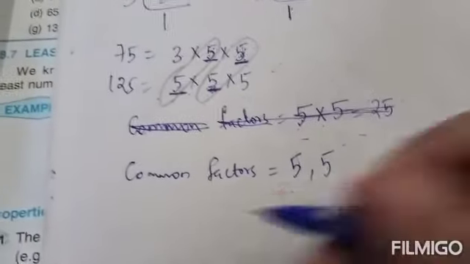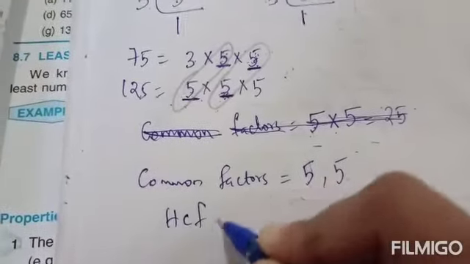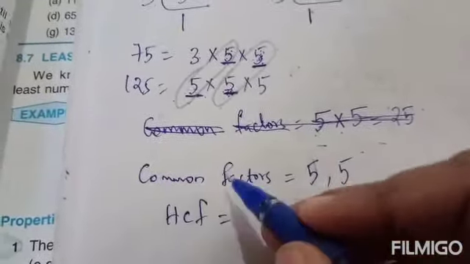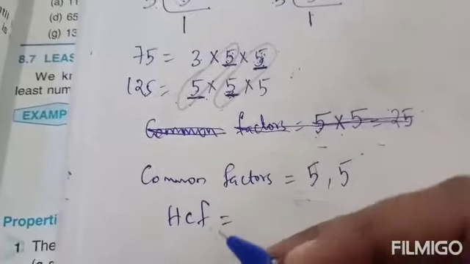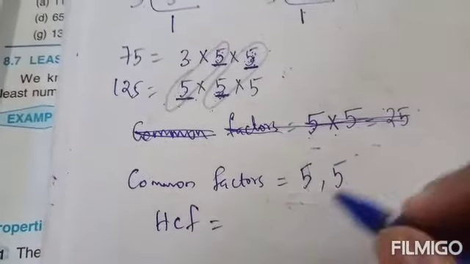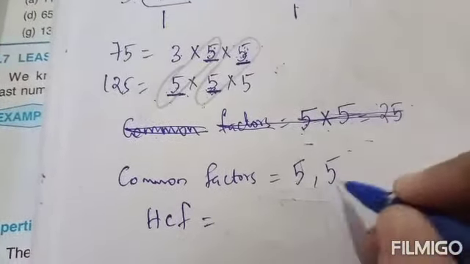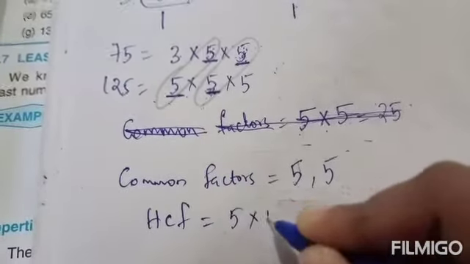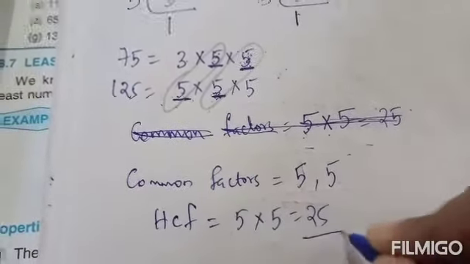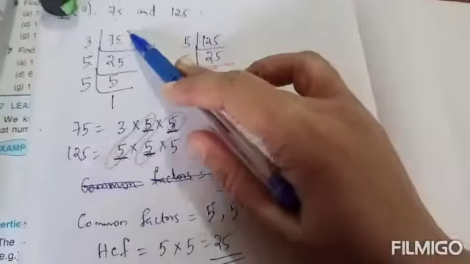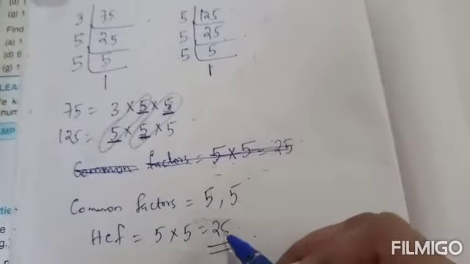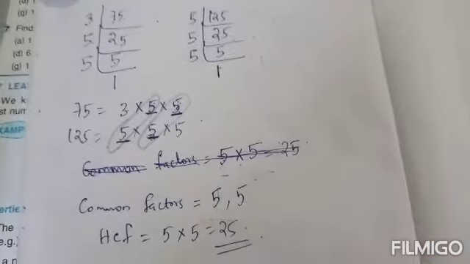Okay, so now we need to find the HCF. After common factors, you need to find the HCF. For finding HCF, multiply these two 5s. 5 into 5, you will get 25. So HCF of 75 and 125, it is 25.